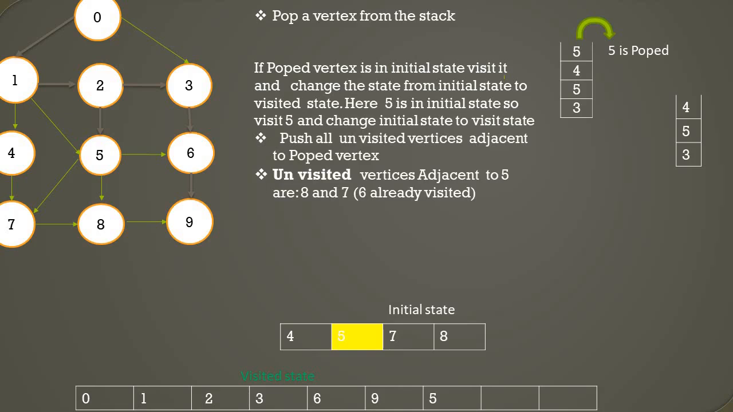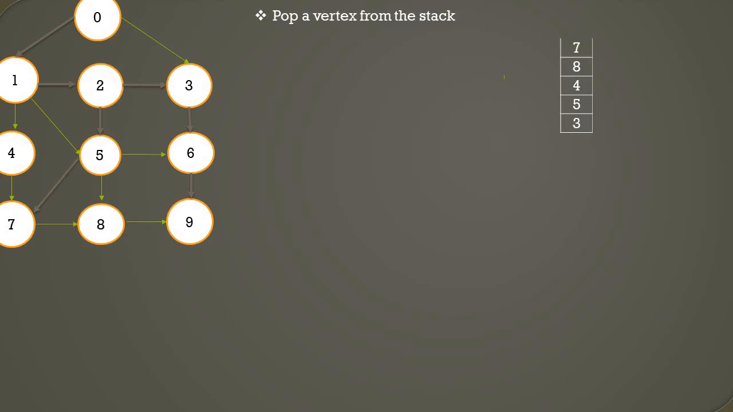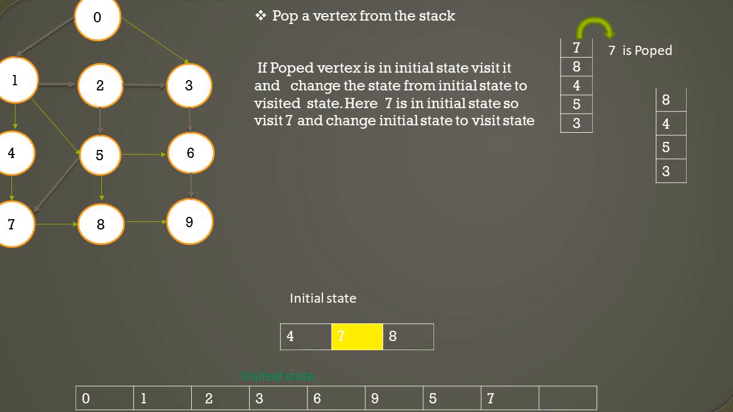6 is already visited. Push 8, 7 into the stack. The stack position is 5, 4, 8, 7. 7 is popped. Remaining 3, 5, 4, 8.